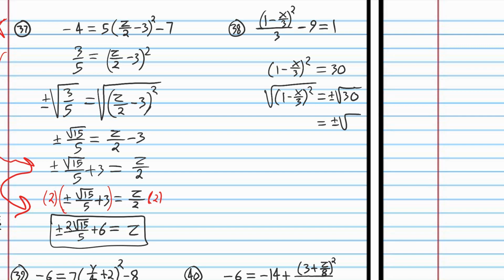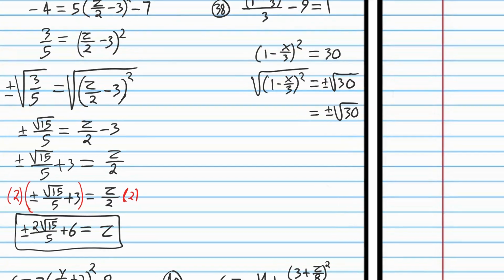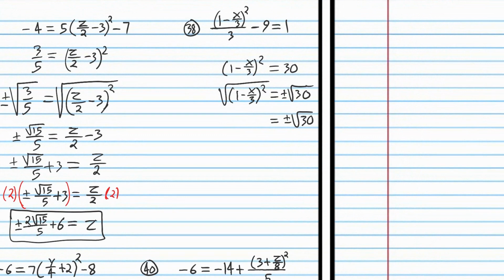And there is no perfect square in 30, because if I factor 30, it's 5 times 6. There's no perfect square. I can factor it to 2 times 15. No perfect square. I can factor it to 3 times 10. No perfect square. So we can't pull out a perfect square from 30. We just leave it as root 30.